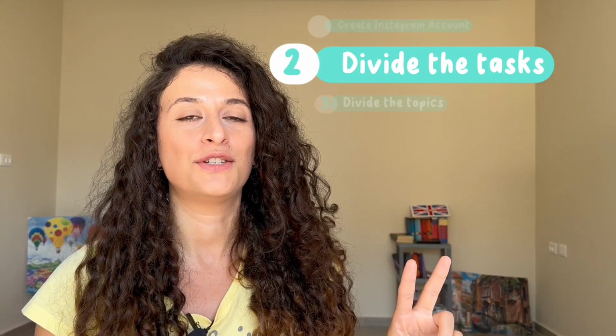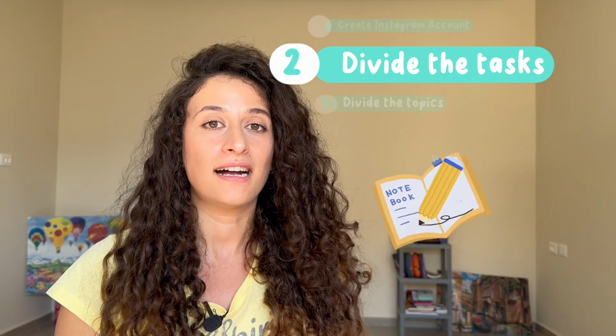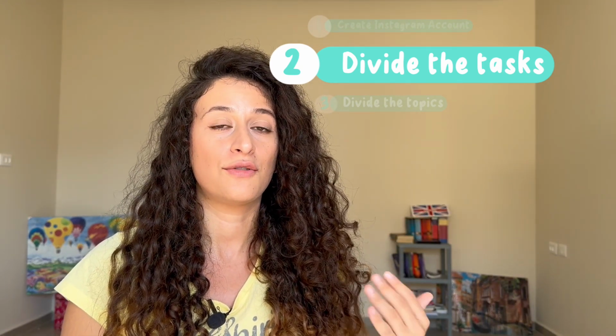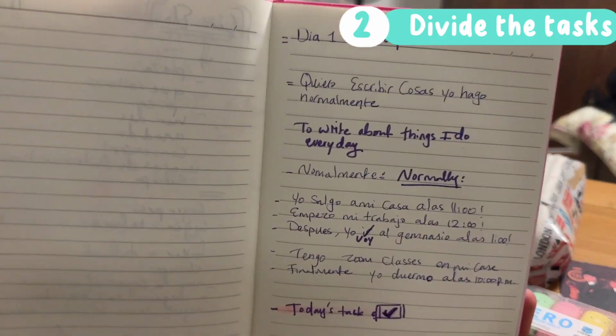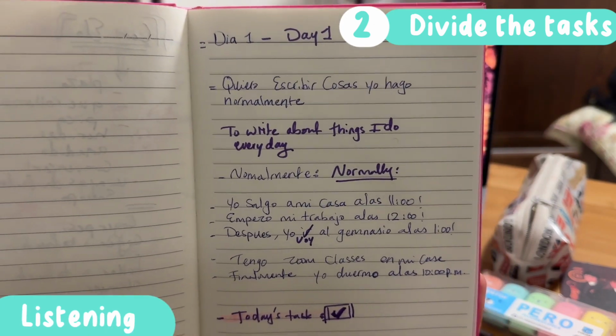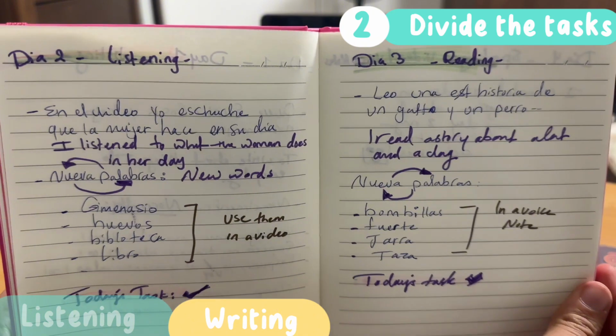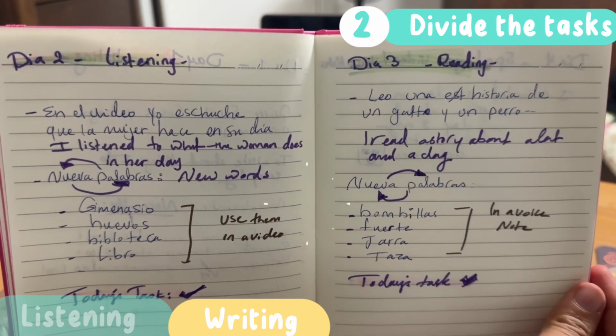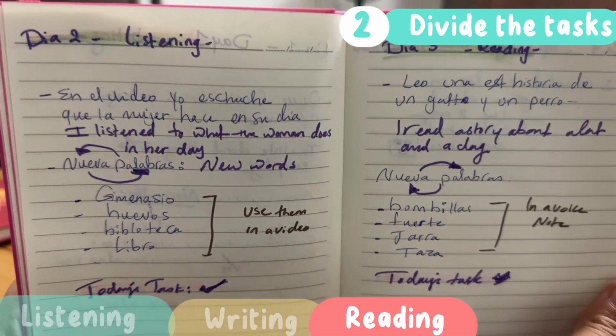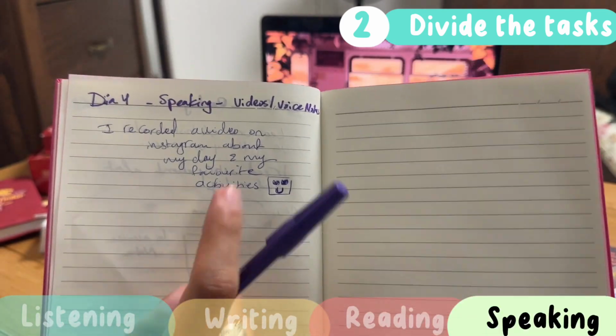Step number 2, divide the tasks of the things you are going to learn. Divide them into 4 skills. For example, day 1 will be for listening or watching a video. Day 2 will be for writing about this topic. Day 3 is going to be reading, and day 4 is going to be speaking.